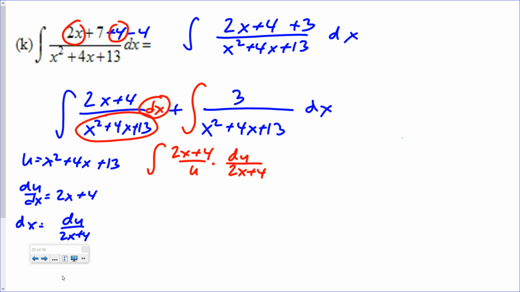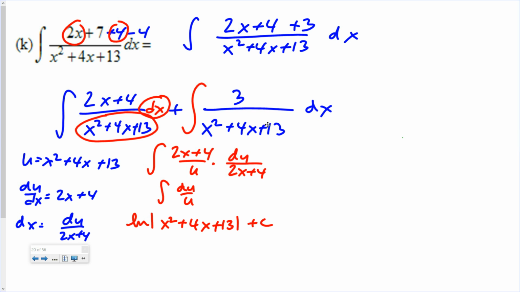Do my x's cancel out now? Why? By golly gee, they do. Okay, so this problem becomes the integral of du over u, which is really just ln of u. My u is x squared plus 4x plus 13 plus Charlie. Everybody good? That's the left side. I'm going to add that answer with the right side.